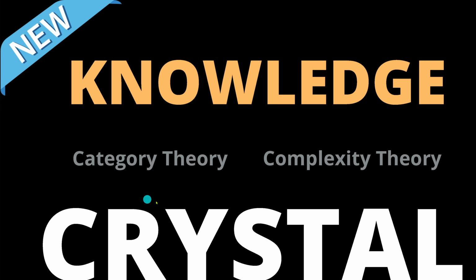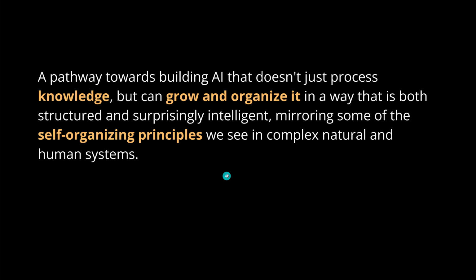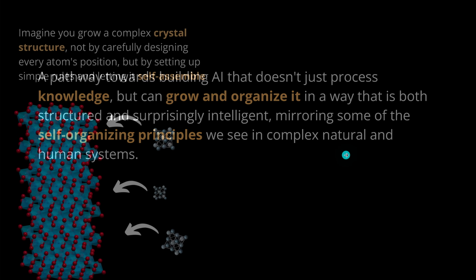And you might say, why are you talking about a knowledge crystal? Well, I need some specific feature here, and this is a self-organizing principle. So what I want to talk about today is building an AI system that does not just process knowledge, but can grow and organize knowledge in a particular way so that suddenly it becomes structured knowledge. And we will look at the emergence of an intelligent pattern. So let's have a look.